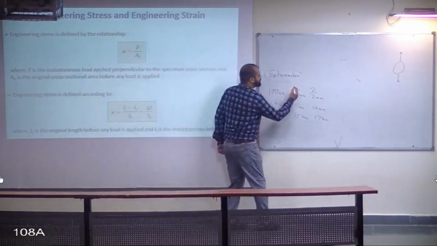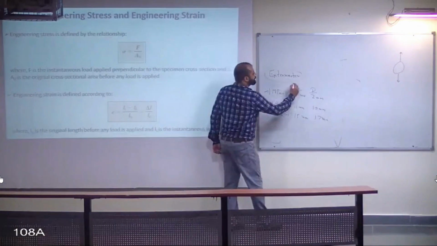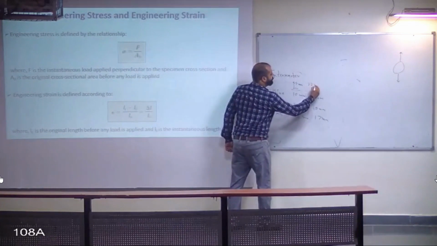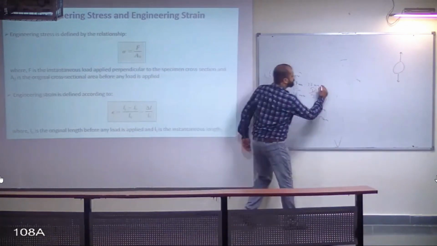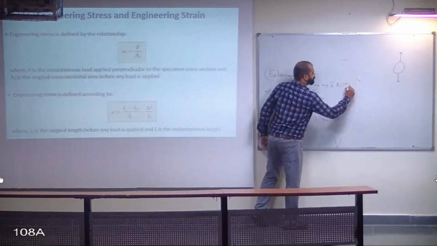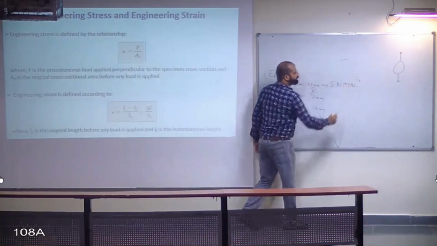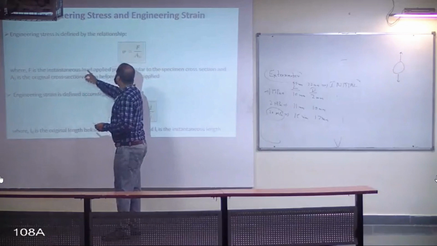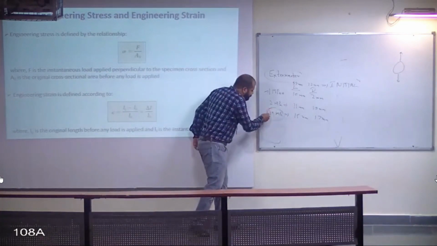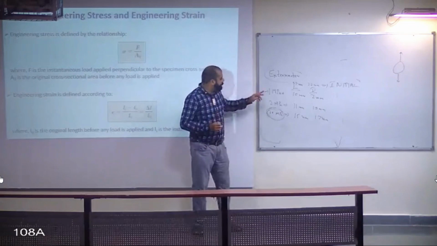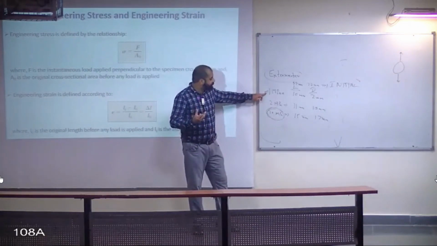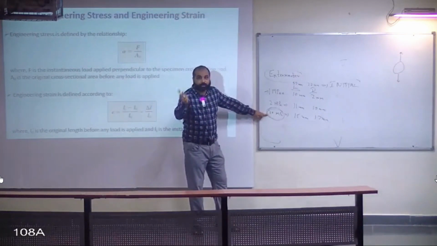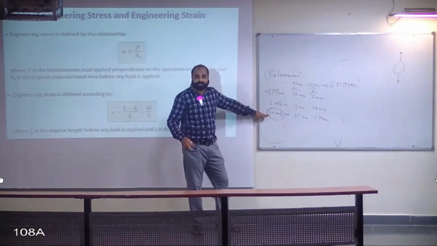Suppose after 1 megapascal, my initial dimension was 9.9 mm length and 2.2 mm diameter. This was my initial condition. So F is the instantaneous load, किसी भी मोमेंट पे जो लोड है. Suppose initially it was 1 megapascal the load, the force, then it became 2, then it became 20. So if I want to know the stress at 20, my load will be considered corresponding to 20 megapascal.